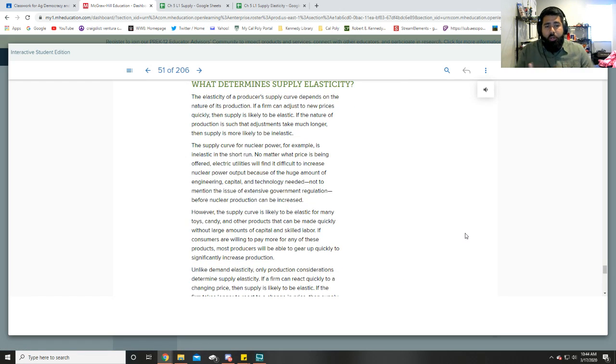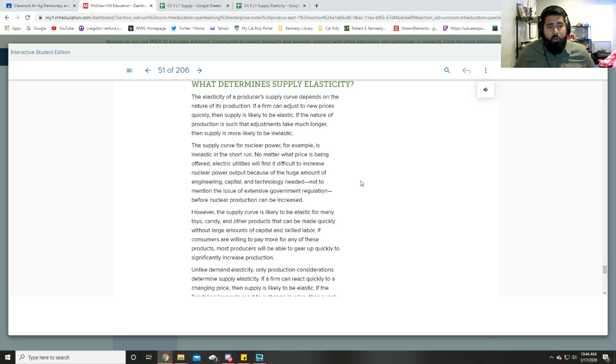Okay. So if you'll read through this portion of the textbook, in case this video doesn't really help you out too much, you usually see an elastic supply when a supplier is able to quickly change their production, right? And then inelastic when they can't change as fast. So the book uses as an example a nuclear power plant.